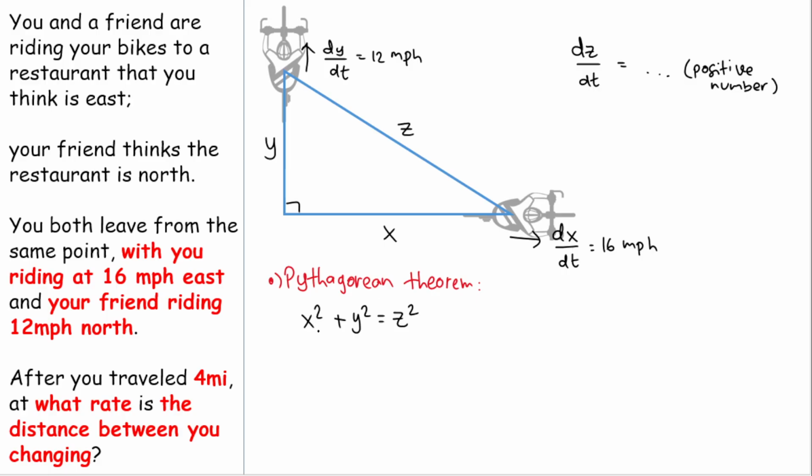And all of them are changing over time. x changes over time, y changes over time, and z changes over time. Here we know that this is dx/dt, and here is dy/dt, and we are looking for dz/dt. So we need to do implicit differentiation with respect to time. Okay, so let's do that.